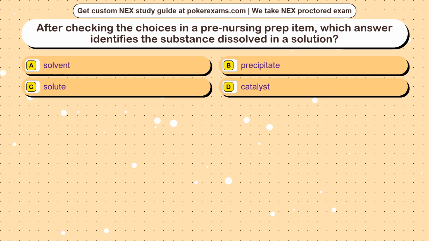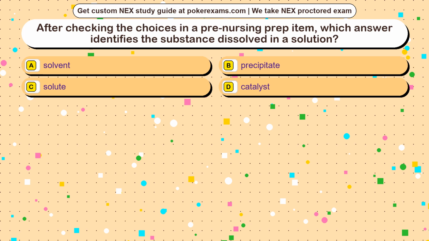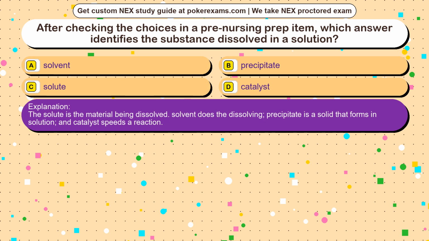Question 3. After checking the choices in a pre-nursing prep item, which answer identifies the substance dissolved in a solution? Option A, solvent. Option B, precipitate. Option C, solute. Option D, catalyst. The correct answer is option C. The solute is the material being dissolved. Solvent does the dissolving, precipitate is a solid that forms in solution, and catalyst speeds a reaction.